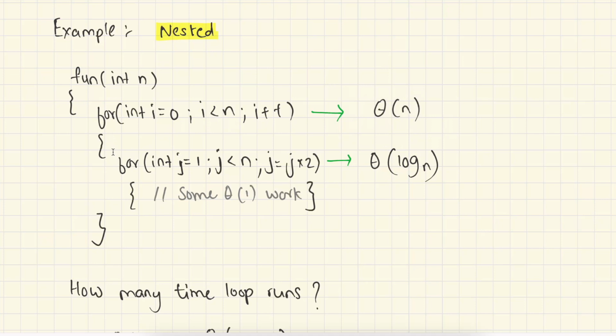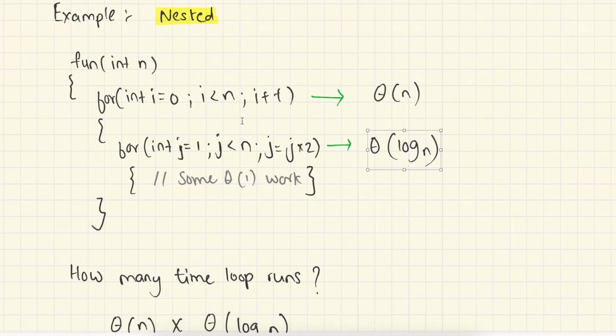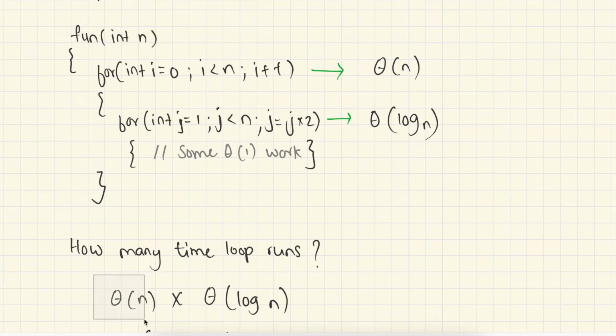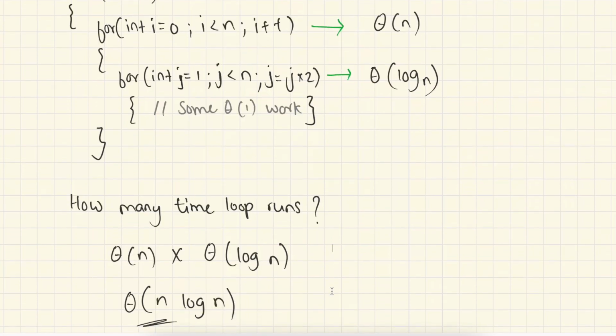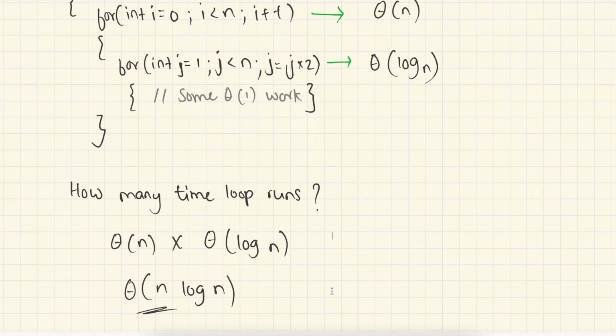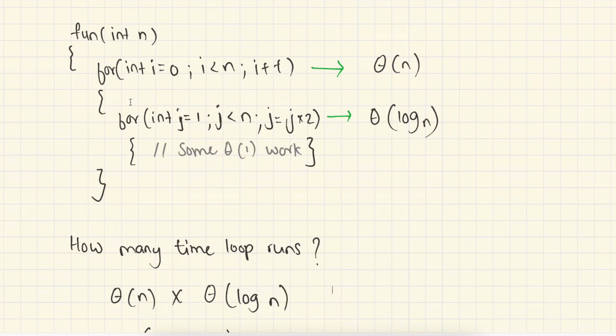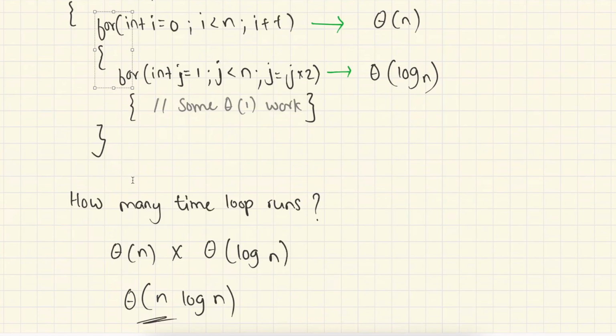And in this loop we again have one nested loop, where we run j from 1 to n, and in each iteration we multiply j by 2. So the order of growth of this loop is going to be theta of log n. We have seen both types of loops in our previous video. Whenever we have this nested arrangement, we simply multiply the orders of growth. So if we multiply theta n by theta log n, we get theta n log n. So the order of growth of this nested loop is going to be theta n log n.